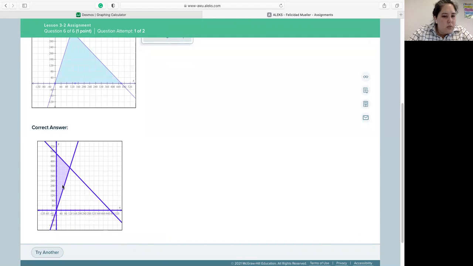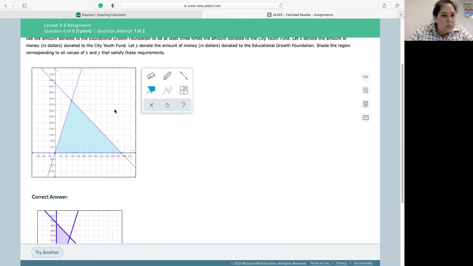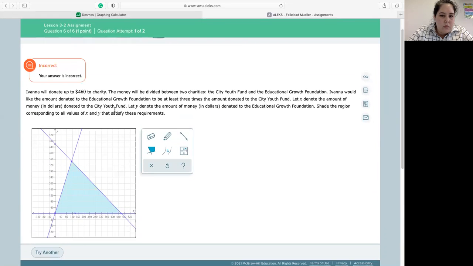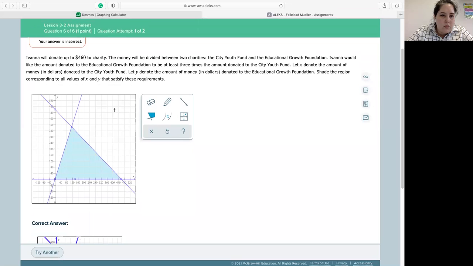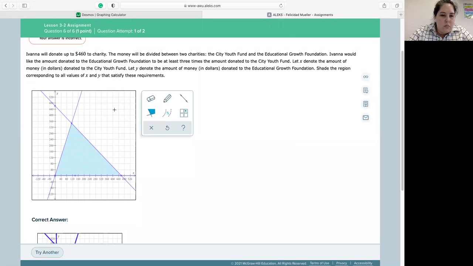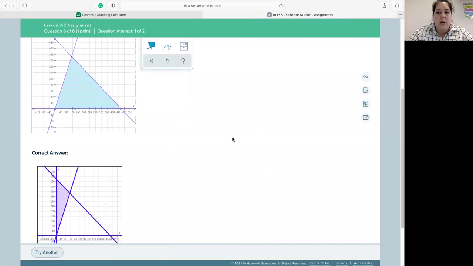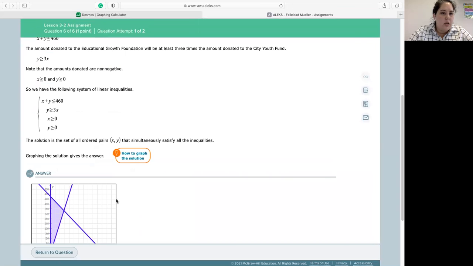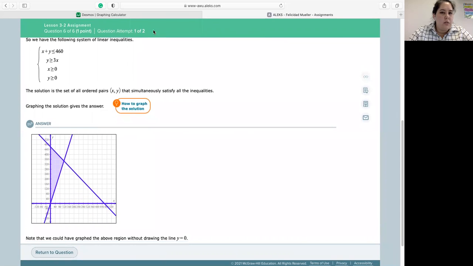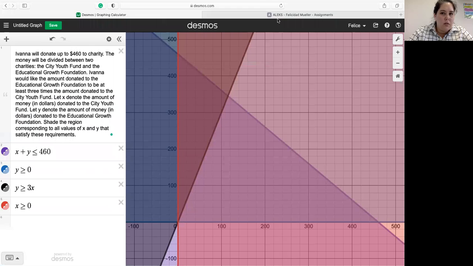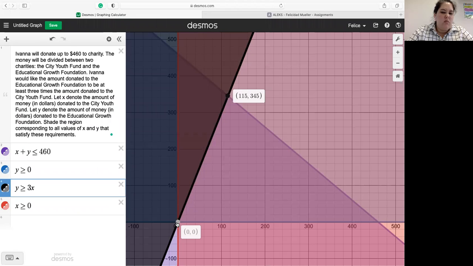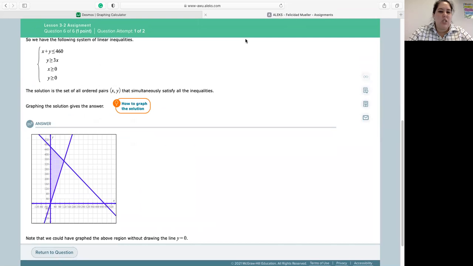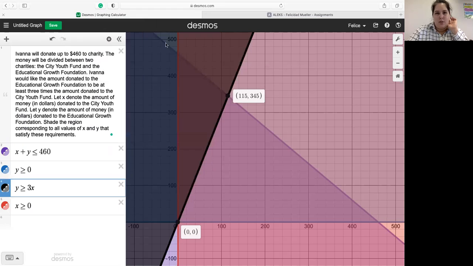Oh, I had the wrong equation. Which one was wrong? So I'm going to have to go look at the explanation. What was the equation that I wrote wrong? x plus y is greater than 3x. What did I write? Y is greater than. Did I just not draw the right line? Oh, I just didn't shade the right region. Oops. So the correct region was this region, not this region here.